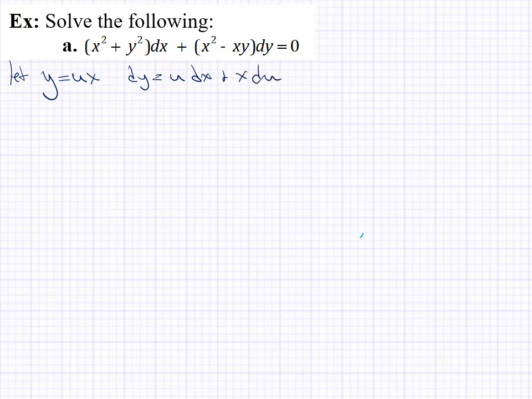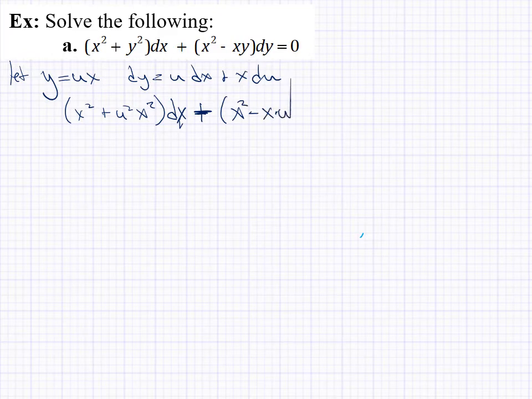All right, so then next thing we're going to do is plug all that stuff in. So we're going to end up with x squared plus u squared x squared, because that's for y, times dx, plus x squared minus x times ux. Then that's going to be times dy, which is u dx plus x du. And that should equal 0.